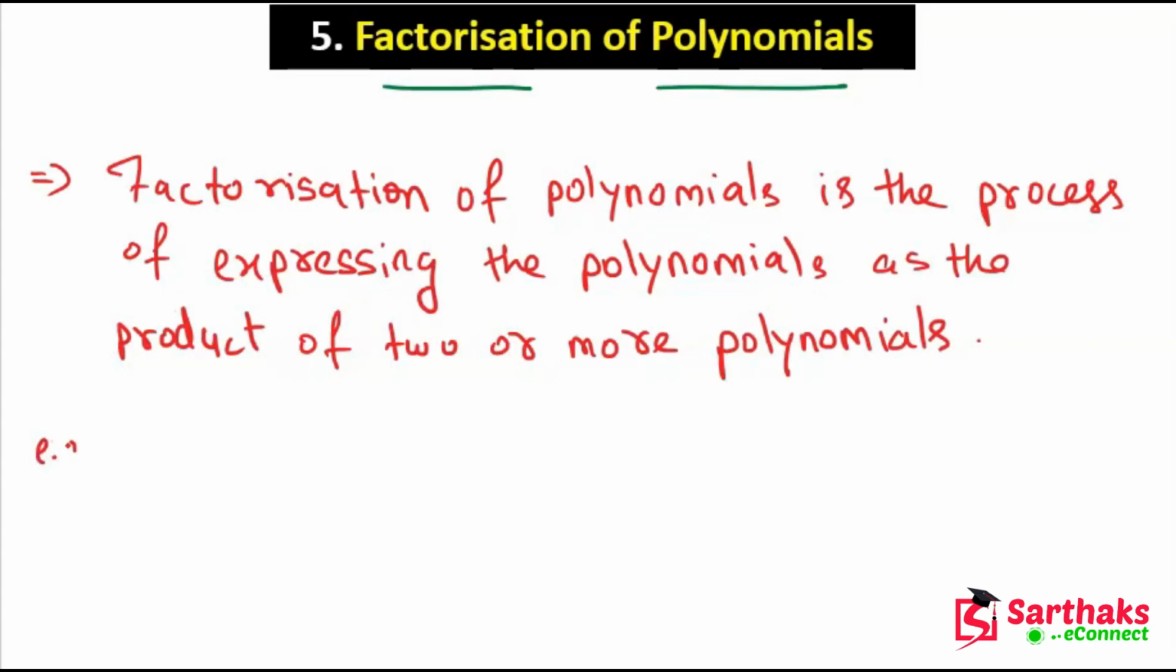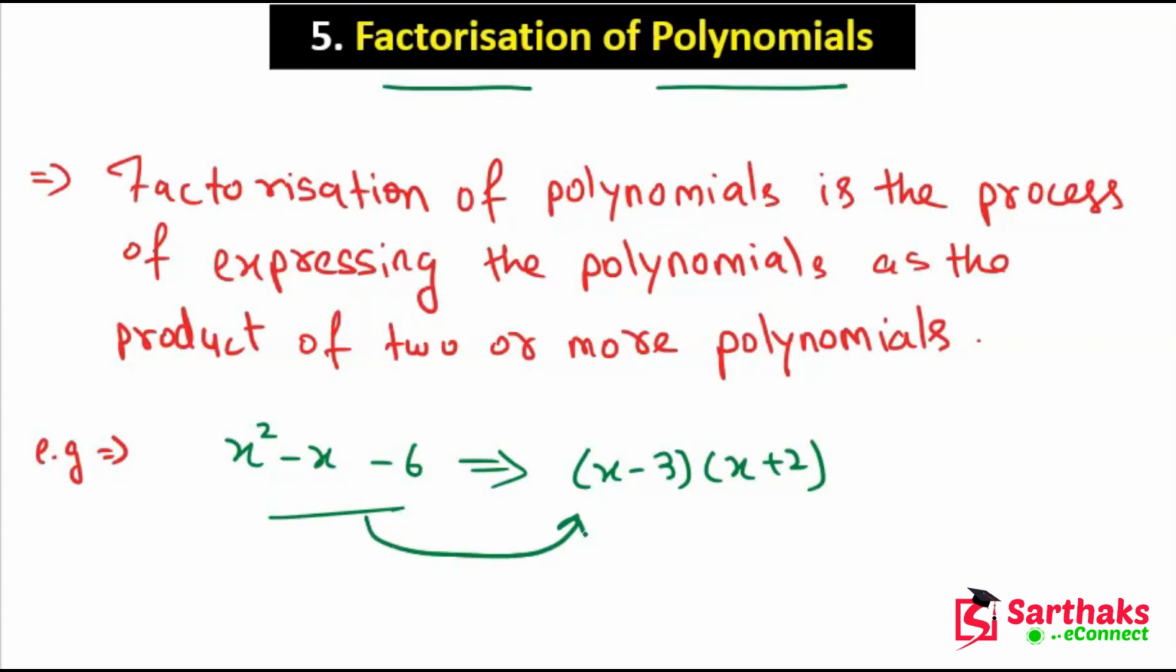For example, let's suppose we have a polynomial like x square minus x minus 6. If we factorize this polynomial, we get (x minus 3) into (x plus 2). These are the factors of this polynomial. We can convert it with the help of the factorization method. We will see later in this lecture.